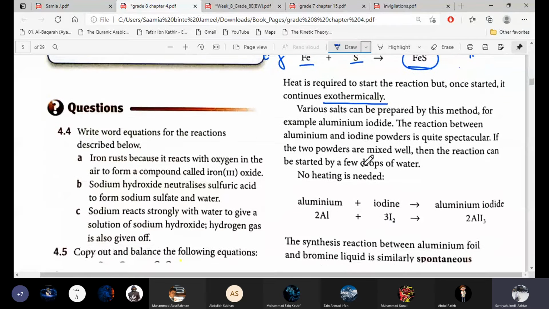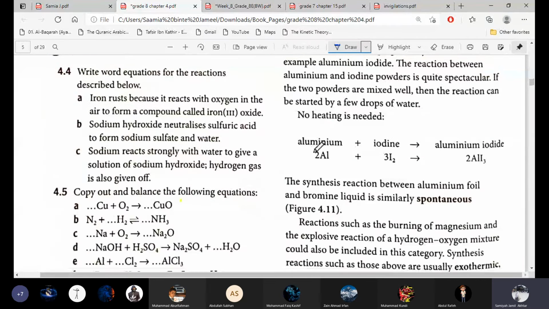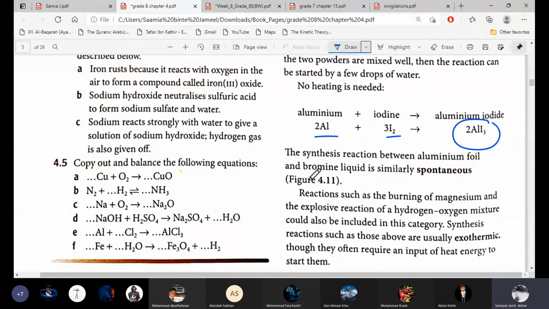Then we have various other examples also. Another example is aluminium plus iodine gives aluminium iodide. So aluminium iodide, AlI3, is the main product in this. It's the direct combination of aluminium and iodine. Directly we are combining these two things and aluminium iodide is produced. The synthesis reaction between aluminium foil and liquid bromine is similarly spontaneous.